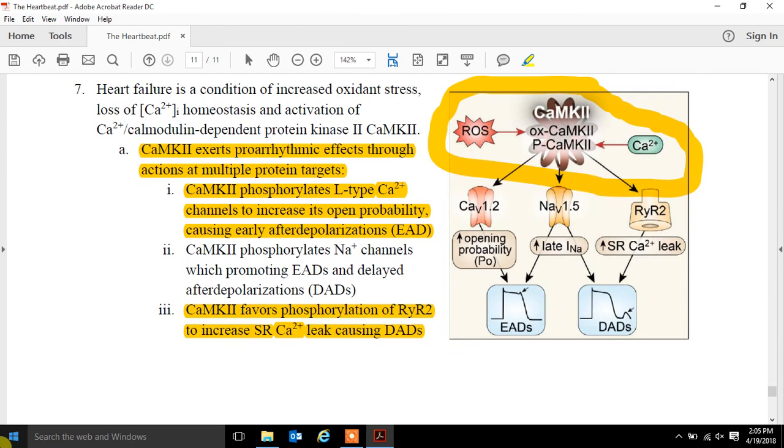I'll highlight those two. It can favor phosphorylation of the ryanodine receptor to increase SR calcium leak and cause some of the DADs. Both of which are going to increase AFib, and you've now got someone who's not only got a screwed up left ventricle just because they have heart failure, but now you've screwed up the left and right atriums, and you're just adding insult to injury.